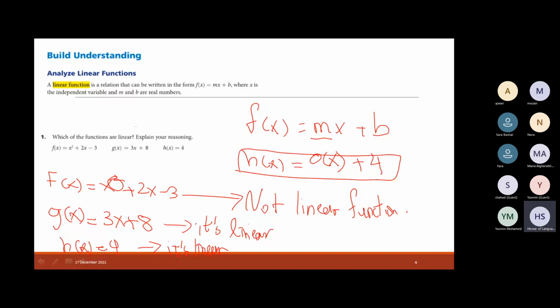Linear, what do I mean by linear? Linear means that the power of x must be 1. Here it's x squared. Okay?